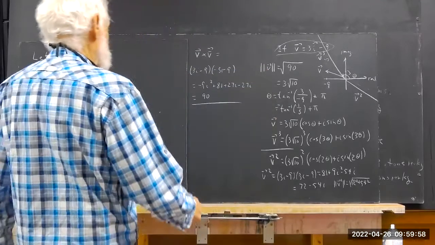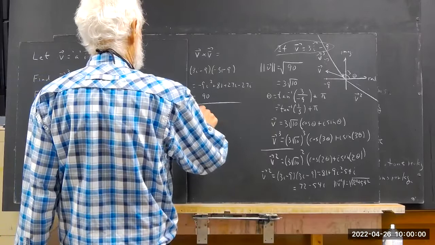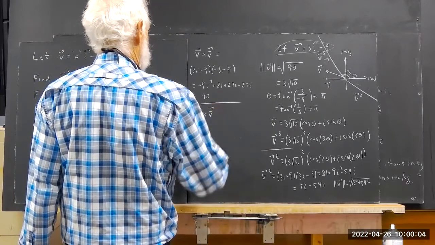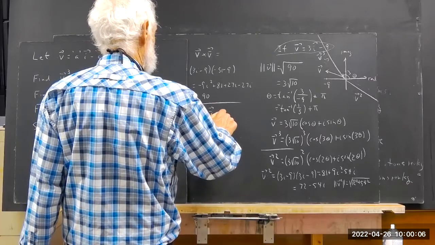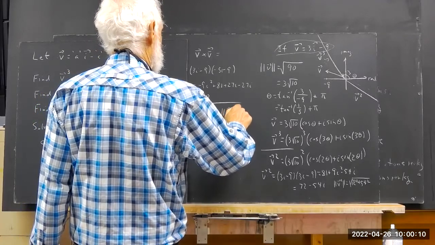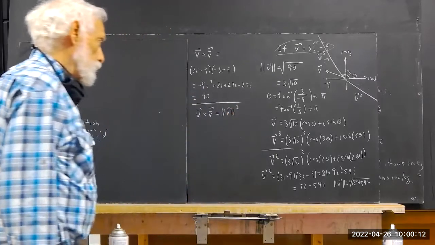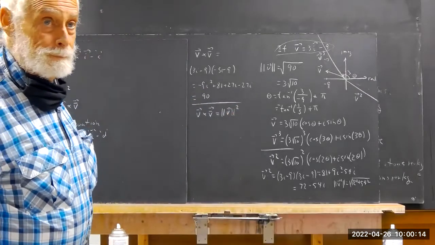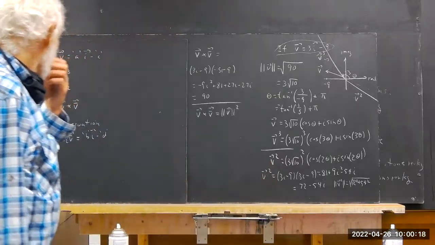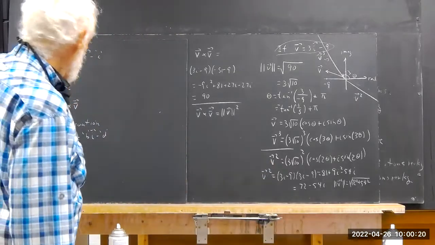Of course, this is one of the things you have learned: V times V bar equals the square of the length of V, represented in this form. So that's pretty easy.